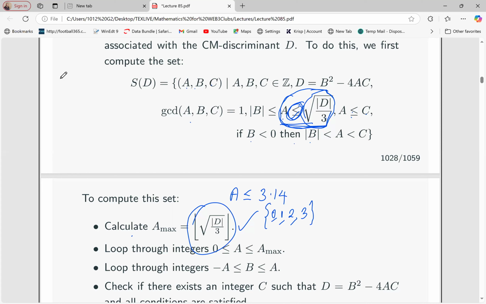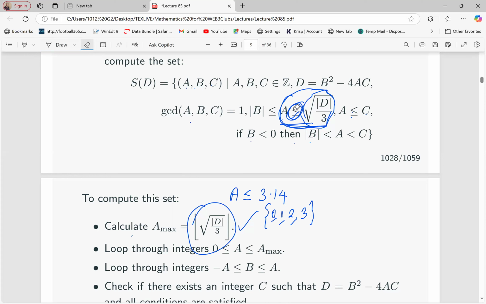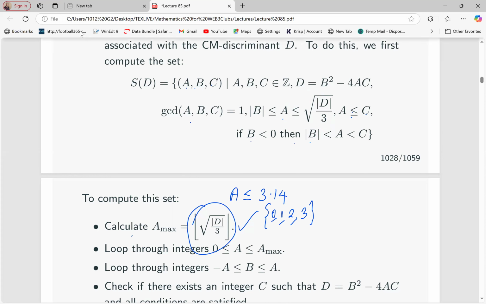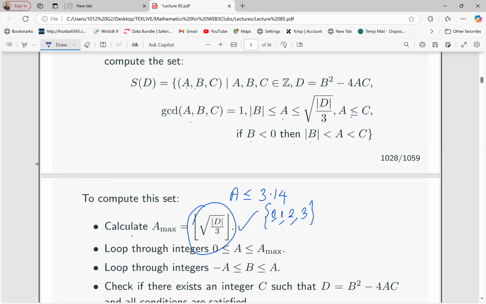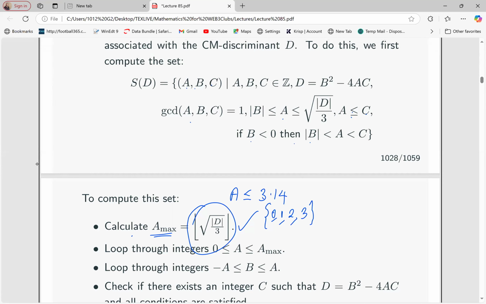Now, so what you do is this. After calculating the maximum of A, and you find that the maximum of A is 3.14, it means, and that's what I've written here, that A then lies between 0 and that maximum. Once you discover this, now loop through, and this is how we'll be writing the code. Loop through the integers of A from 0 to 3 to determine what B is.